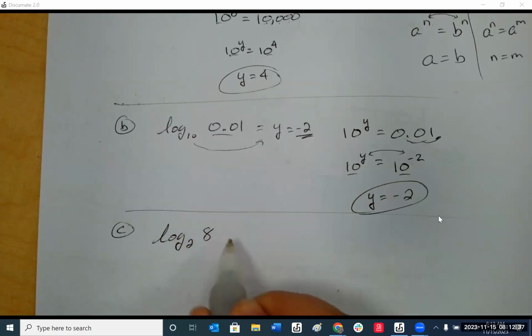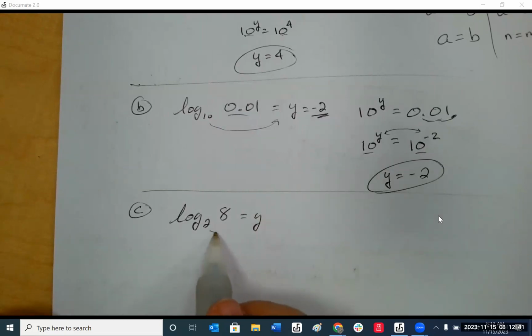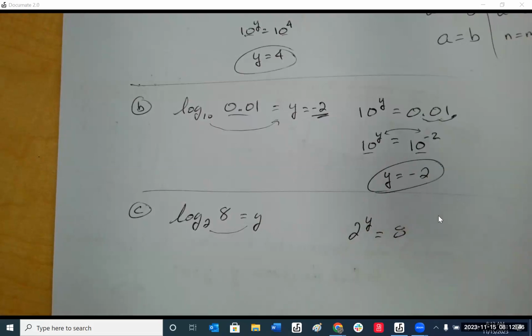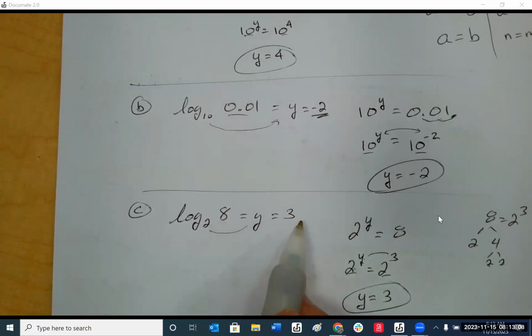Log base 2 of 8 equals some number. So we have 2 to the power y equals 8. 8 is 2 times 2 times 2, so 8 is 2 to the third. Since the bases are the same, y equals 3. So this equation, log base 2 of 8, equals 3.